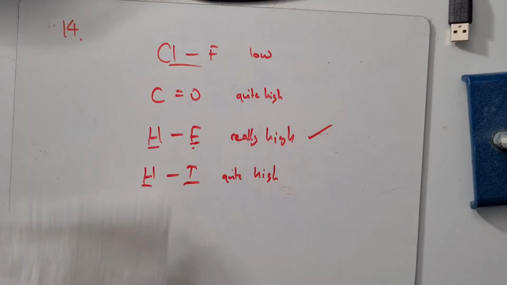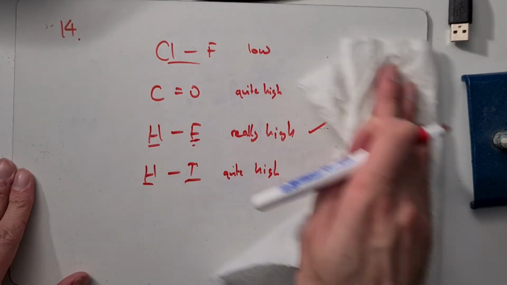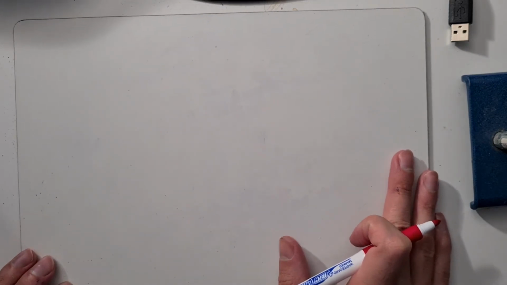Fluorine's the most electronegative, so we can probably guess it's going to be one of them. Hydrogen's actually one of the least electronegative atoms, especially for a non-metal.